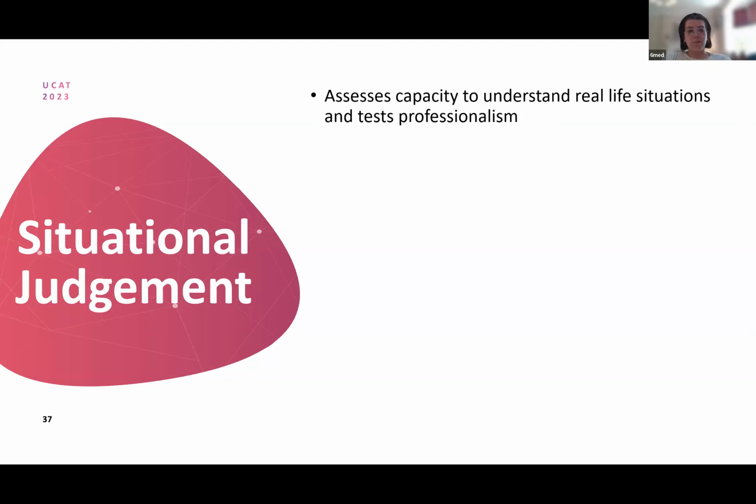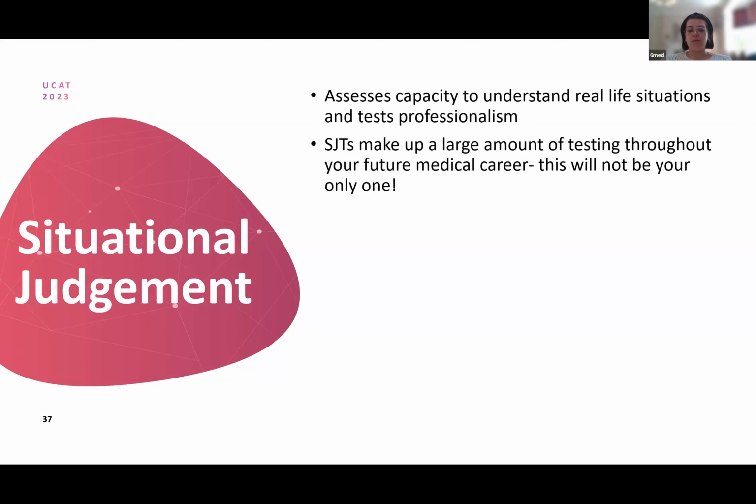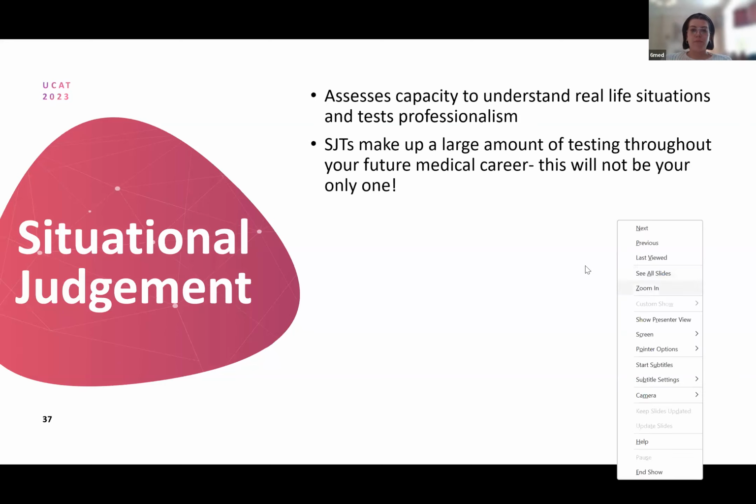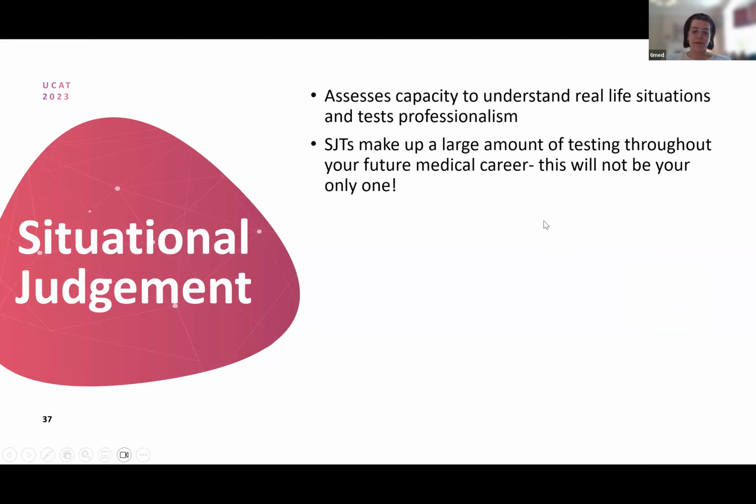And it's testing professionalism more than ethics. You're not really expected to know any of the ethical ideas, and you won't be asked about the ethical pillars, for example, just thinking about how to act professionally in those situations.